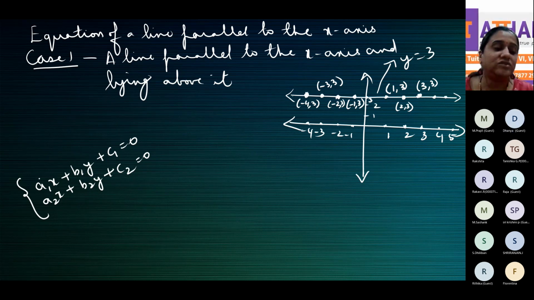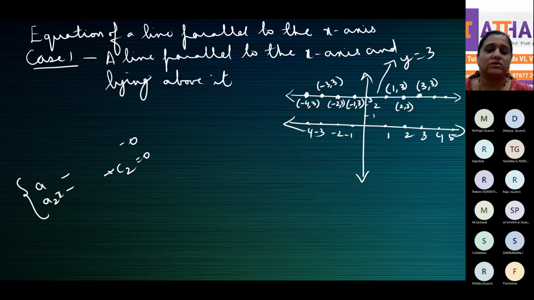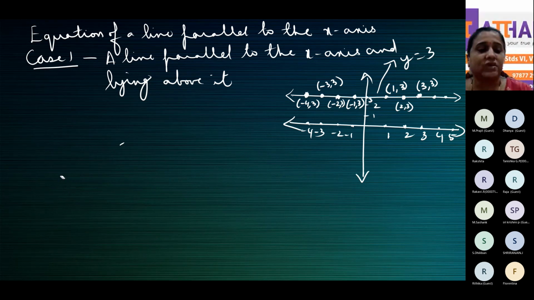All right, children. So this is the standard form of a pair of linear equations in two variables x and y. So similarly, we have to generalize this one. So for this line, the equation is y is equal to 3 because y is always 3. So what can you say from this?